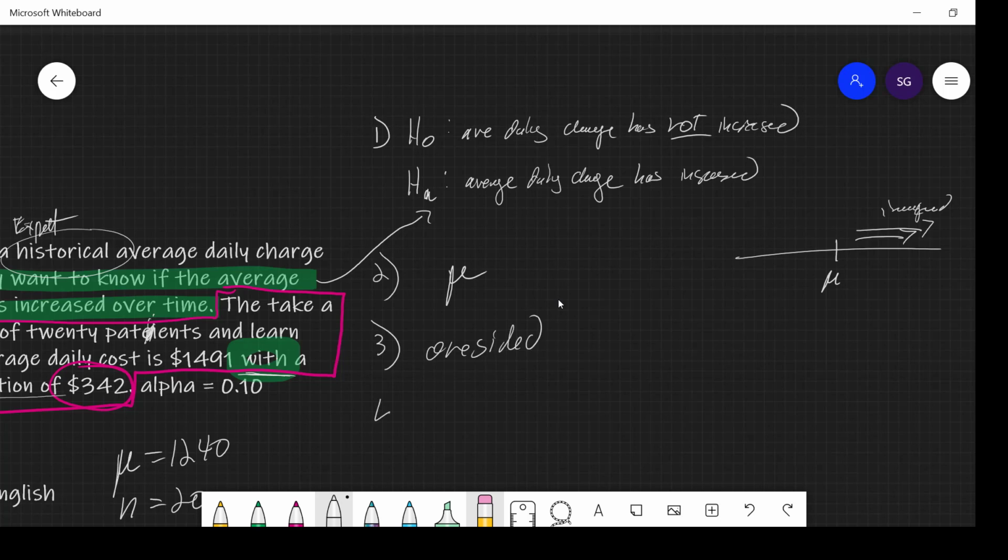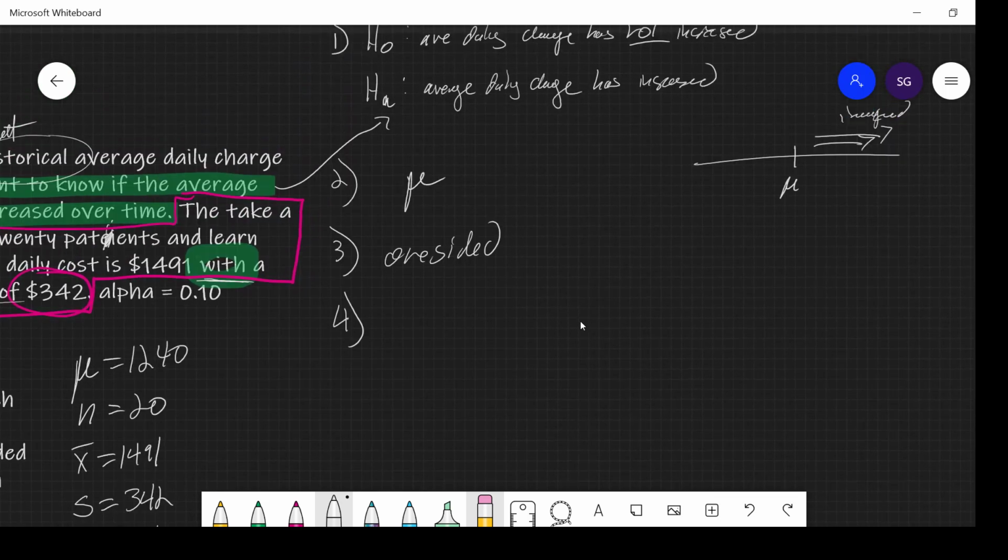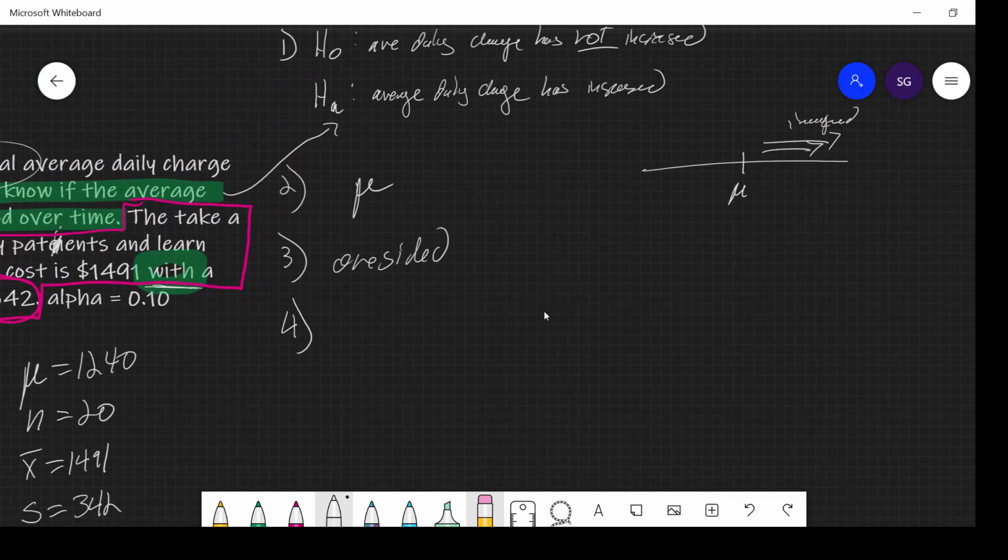All right, number 4, we're going to write our hypothesis in regular math. I'll keep that right there at the top of the screen. H sub 0, H sub 1, or H sub A in this case, the way we've written it. The average daily charge, that's mu, has increased over what? Well, over the average, right? So what was our average? Our average was 1240. And we want to know, is it bigger than it has been?